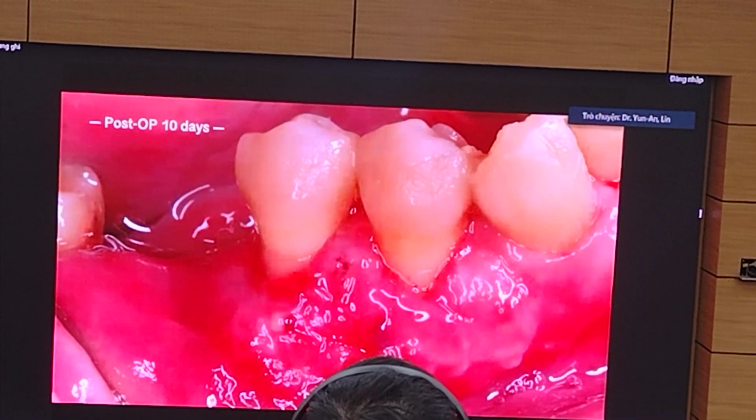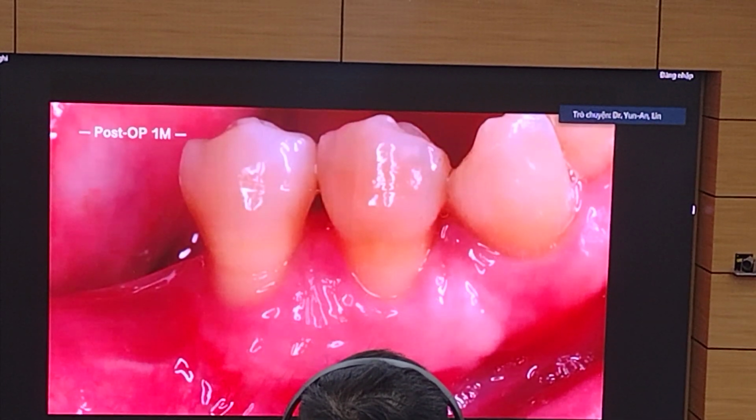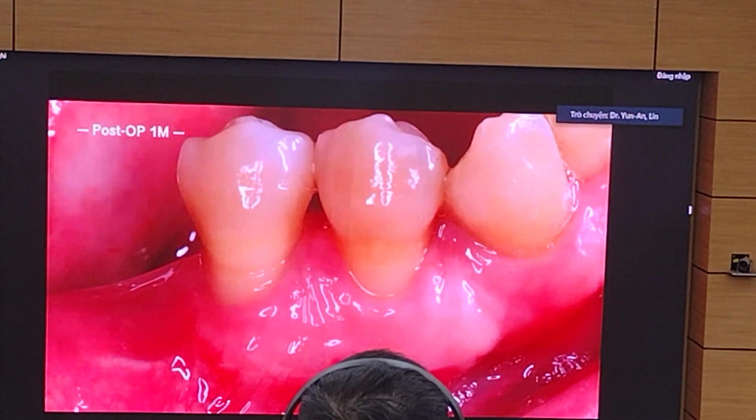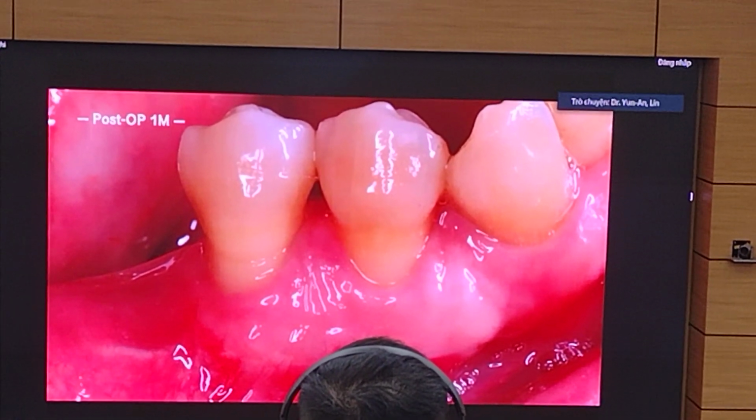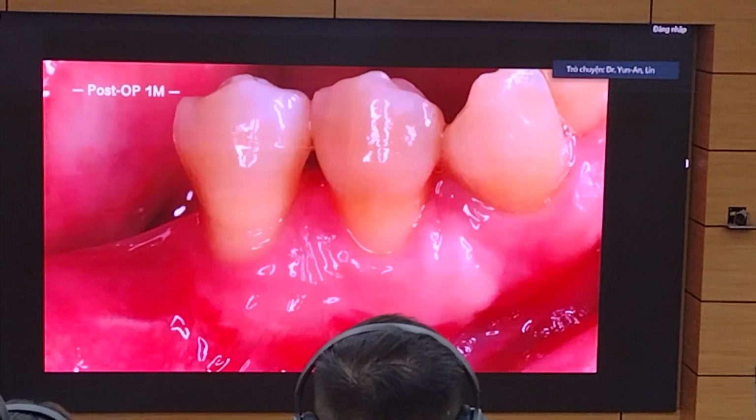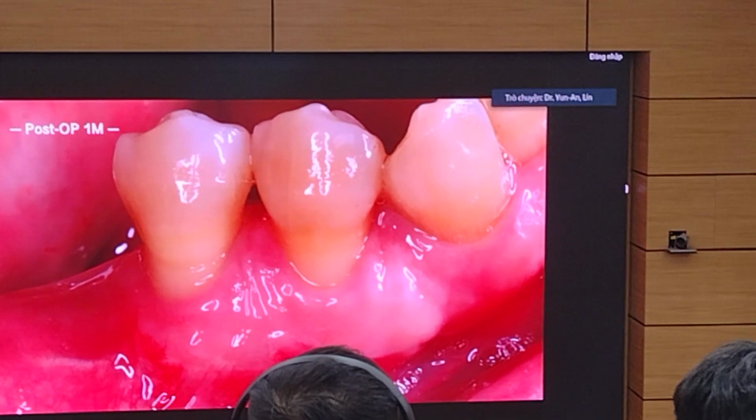The healing after 10 days was uneventful. This is the 1 month follow-up. The remnant was eliminated and apically positioned, and the lip frenum was eliminated. However, as we just mentioned before, the effect of this surgical technique on achieving complete recovery is quite unpredictable.